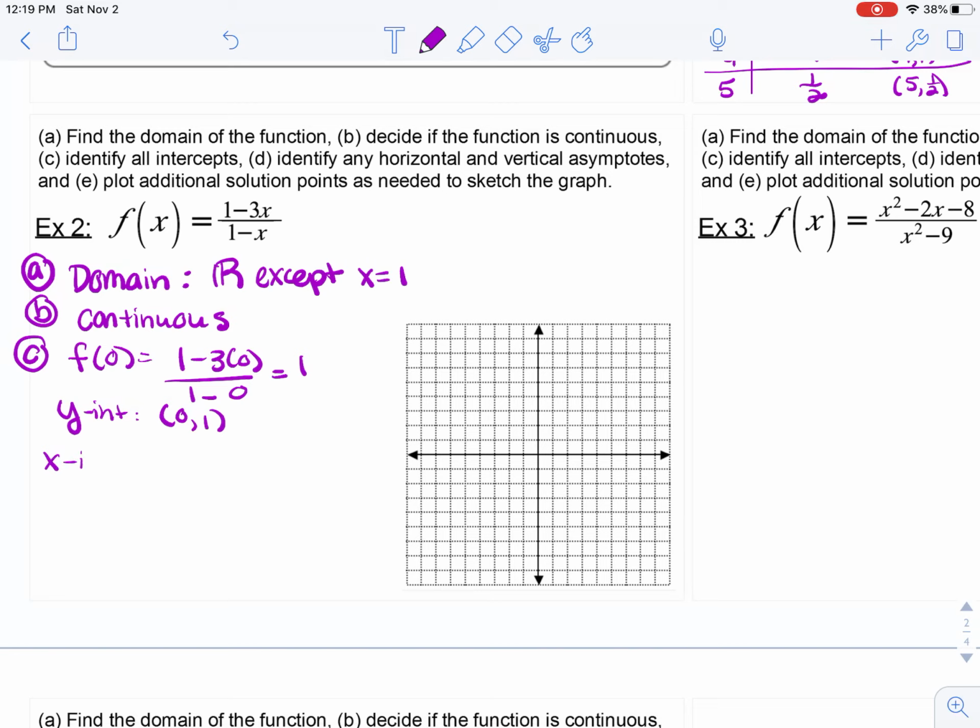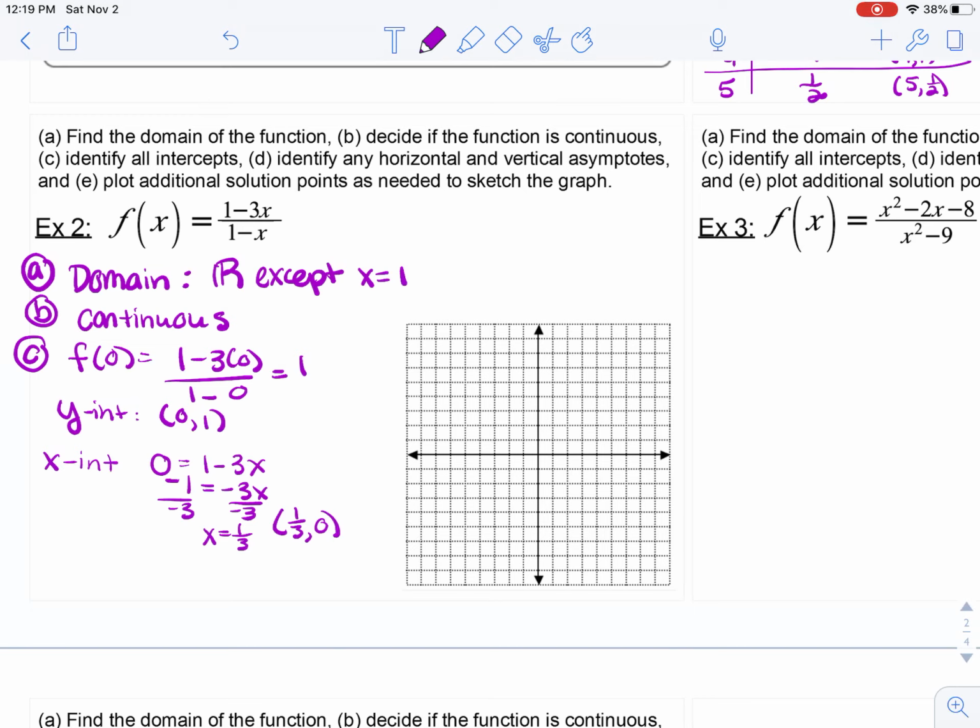For my x-intercept, I can essentially just set the numerator equal to 0. So I could say 0 equals 1 minus 3x. So if I solve here, I would get -1 equals -3x. So I know that my x-intercept would be at positive 1/3. So that's the ordered pair (1/3, 0).